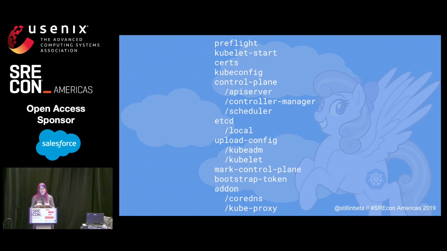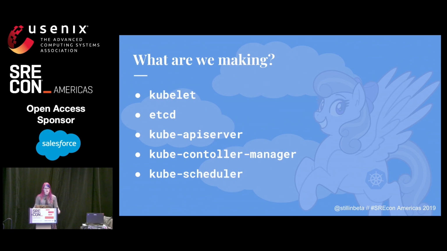What are we actually going to set up? These are the 5 components that we are going to try to get running on our virtual machines. We have the kubelet, we have etcd, we have API server, we have controller manager, and we have scheduler. Don't worry if you don't know what most of those things mean. Hopefully by the end of this talk, you will.